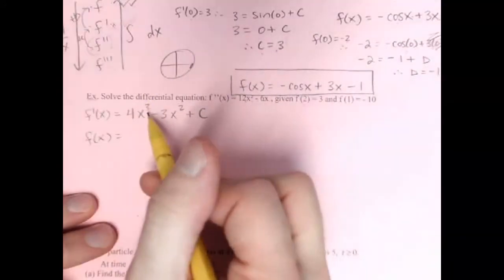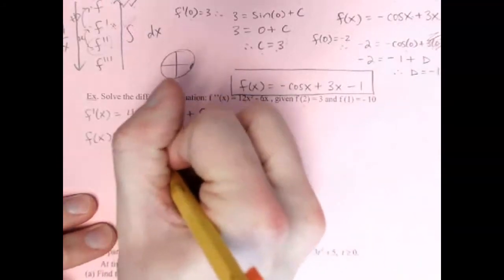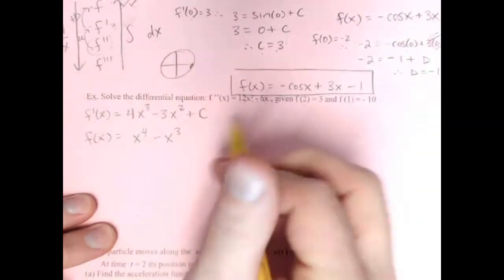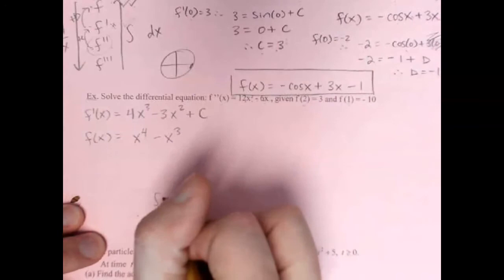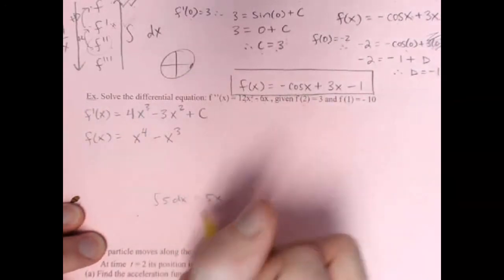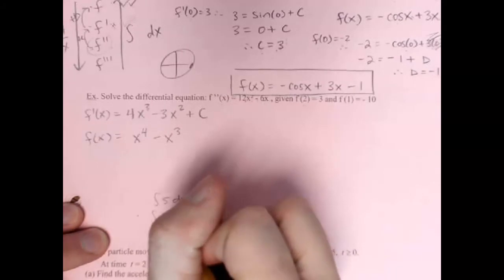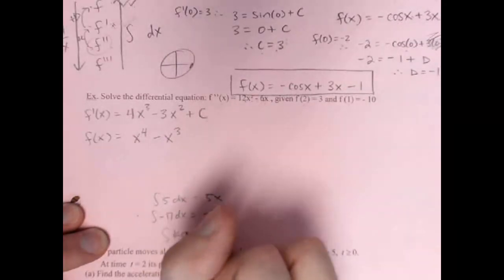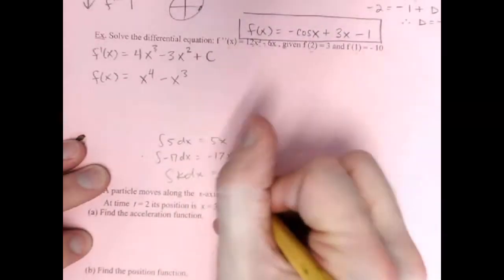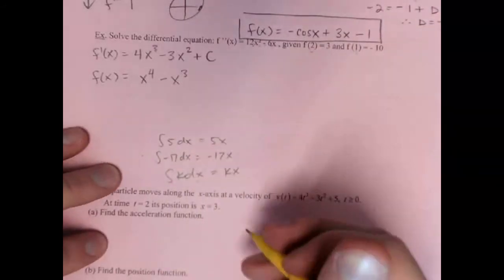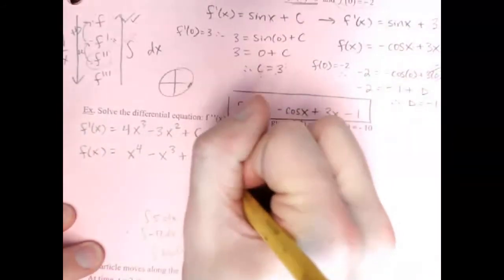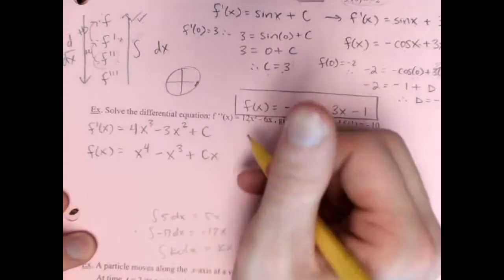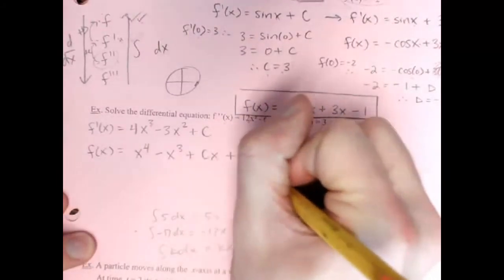Okay, integrate: add 1 to the exponent, divide by the new number, so it's going to be x to the 4th. Add 1 to the exponent, divide by the new number, so minus x cubed. The integration of c, right? If I was integrating, the integration of 5 with respect to x would be 5x. The integration of -17 dx would be -17x. Anytime you're integrating a constant, if you were integrating k with respect to x, it would be kx. Right? Anytime you're integrating a constant, all you got to do is tack on the variable. So the integration of c is going to be cx. And then since I integrated again, we have the second constant, so plus d.